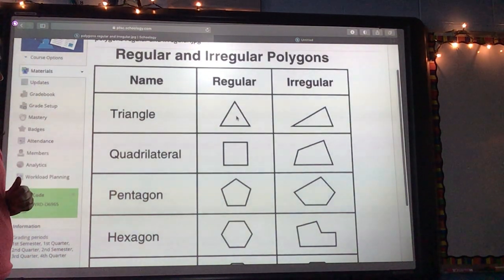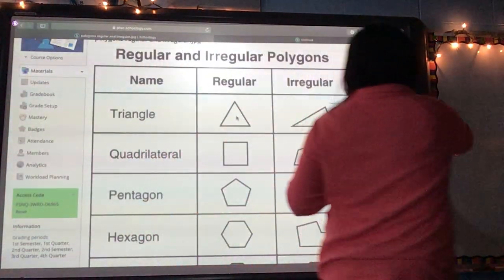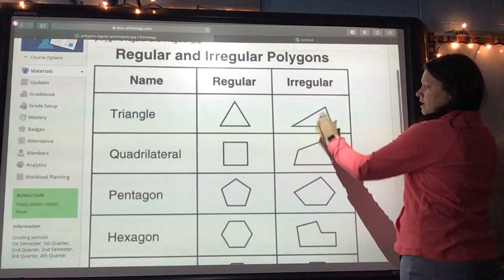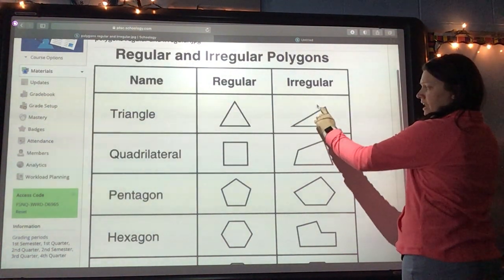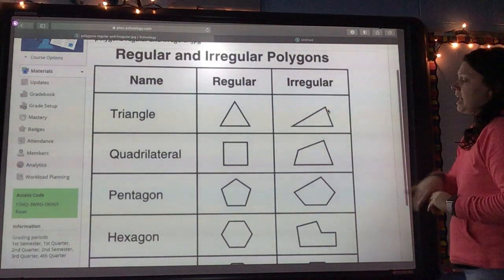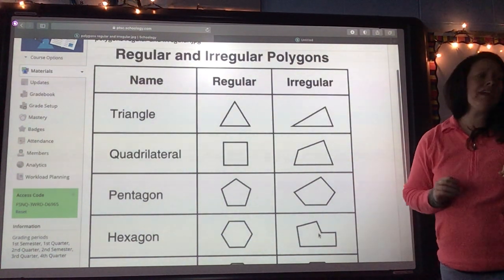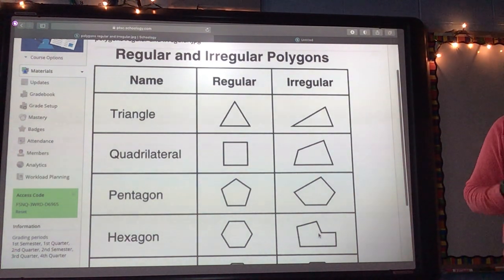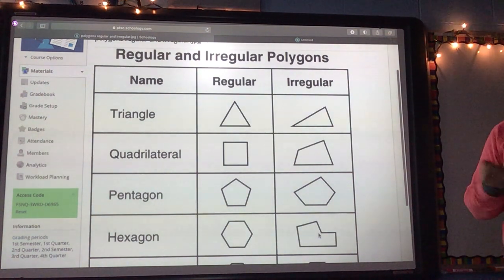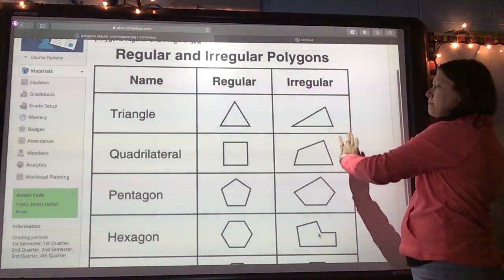Now, an example of an irregular triangle would be this one right here. What makes it irregular is you see this side right here, and you see this side. Are those 2 sides equal in length? No, so it makes it irregular. Sometimes the irregular polygons are super easy to see, super easy to point out. Sometimes they're less obvious, and you might actually need to measure the sides to see. I think they're different lengths, but I'm not quite sure.